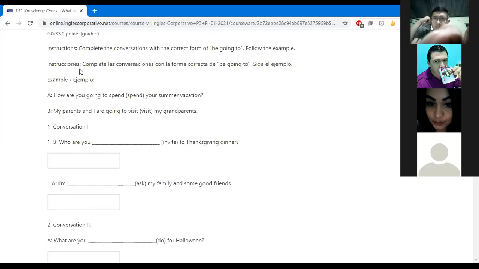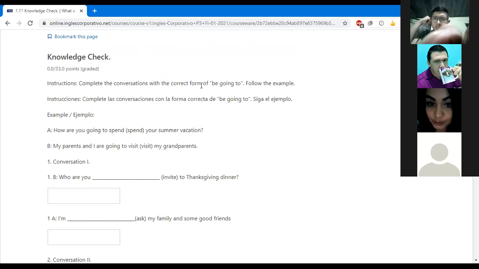For example, complete the conversations with the correct form of be going to. Follow the example, okay? So in this case, who are you? If you see here, going to invite, right? It is important, sometimes, recuerden que aquí los espacios, what else? The commas or capital letters, detallitos a veces que se les toma como mal la plataforma. Hay que tener los cuidados. And also the instructions, las instrucciones, right? Here says, complete the conversation with the correct form of be going to.